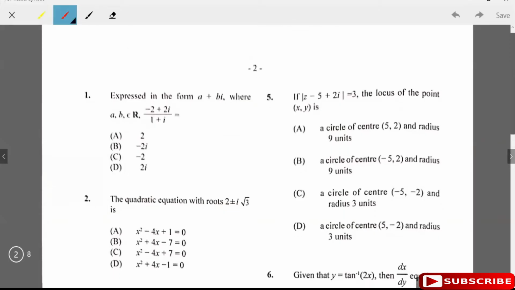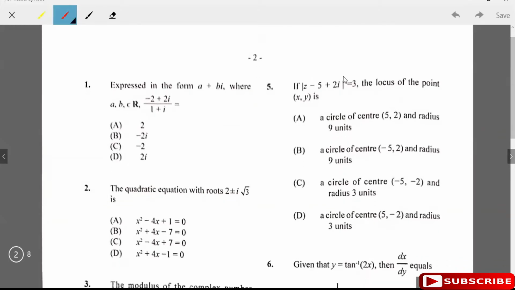So it says express in the form a plus bi. All we're going to do is rationalize. So we're going to multiply by 1 minus i over 1 minus i. In the denominator, we get 1 squared minus i squared, which is 2. In the numerator, we get minus 2 times 1, which is minus 2. Minus 2 times minus i, minus and minus give us plus, so we get plus 2i.